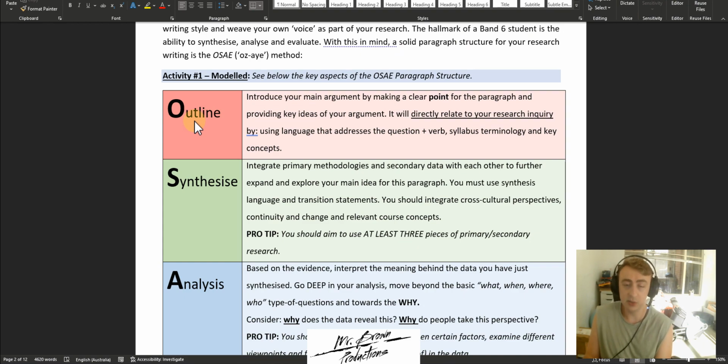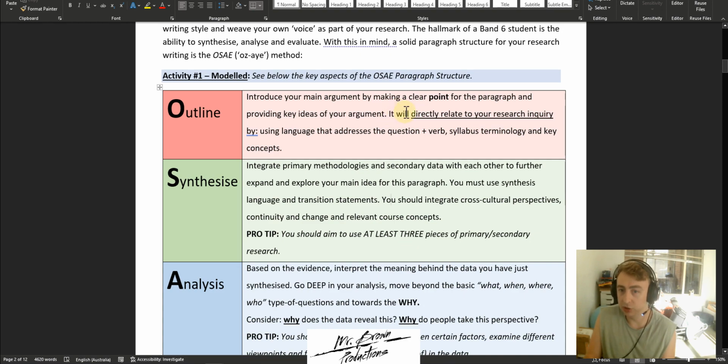So this is where in your paragraph you are introducing your main argument by making a clear point, underline clear point for the paragraph, and providing key ideas for your argument. Okay, that's the very first thing you should be doing in any statement.